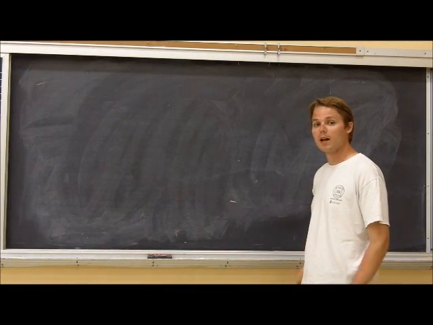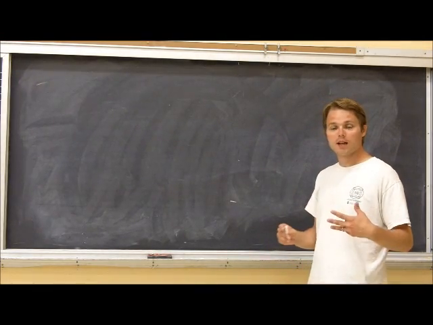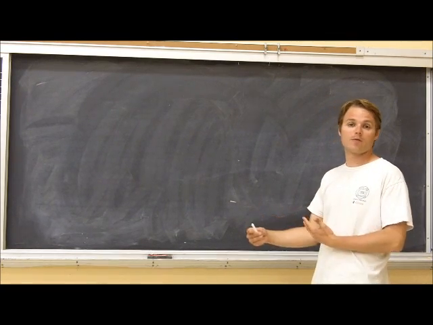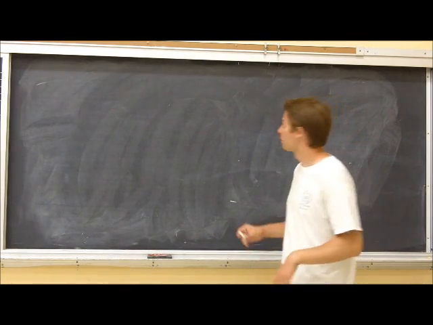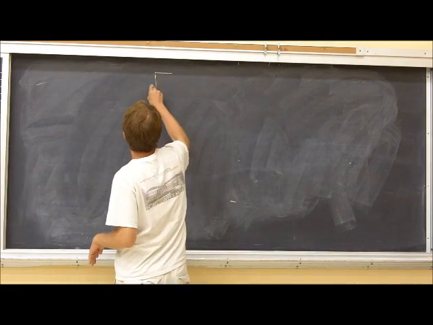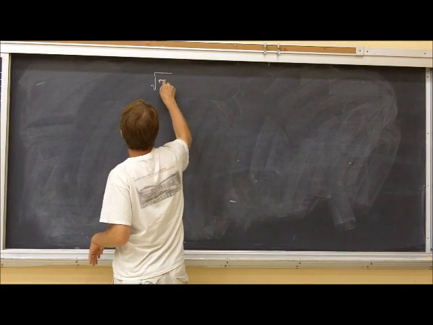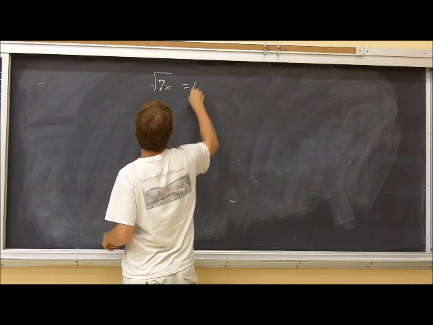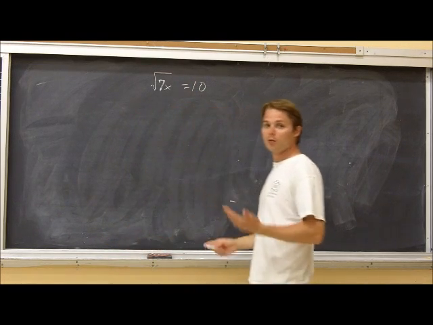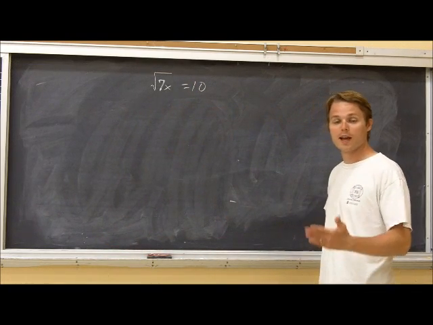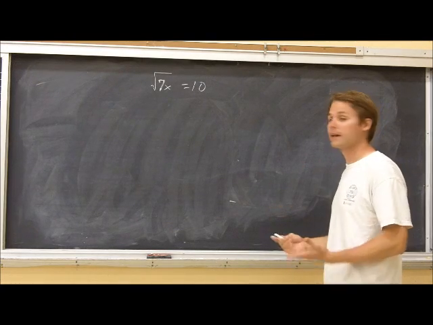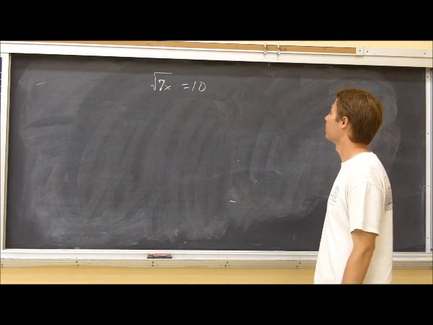So now that we know a little bit about how radicals work, let's see how we can solve some equations that have radicals in them. So we'll start off with a fairly straightforward one, something like this. The square root of 7x is equal to 10. Now, of course, the point of solving this equation is to try to get x equals a constant, right? X by itself on one side of the equation.